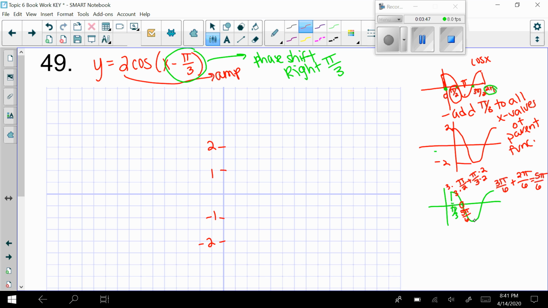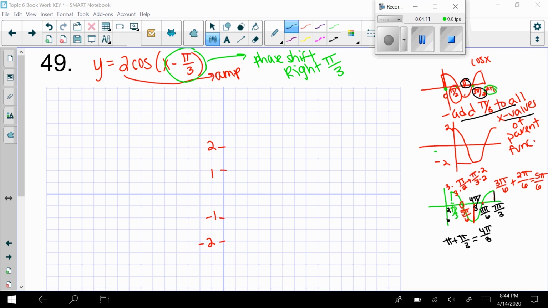This value is going to be where, and this value is going to be where. See if you can pause the video yourself and take these old x values and add pi over 3 to all of them to come up with what that will be, and then we'll talk about how we're going to put that on the graph. So try to do that part yourself.